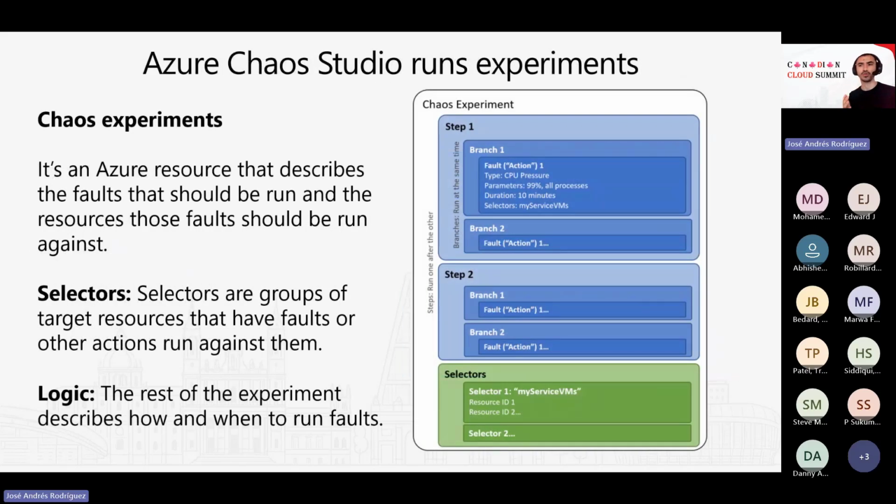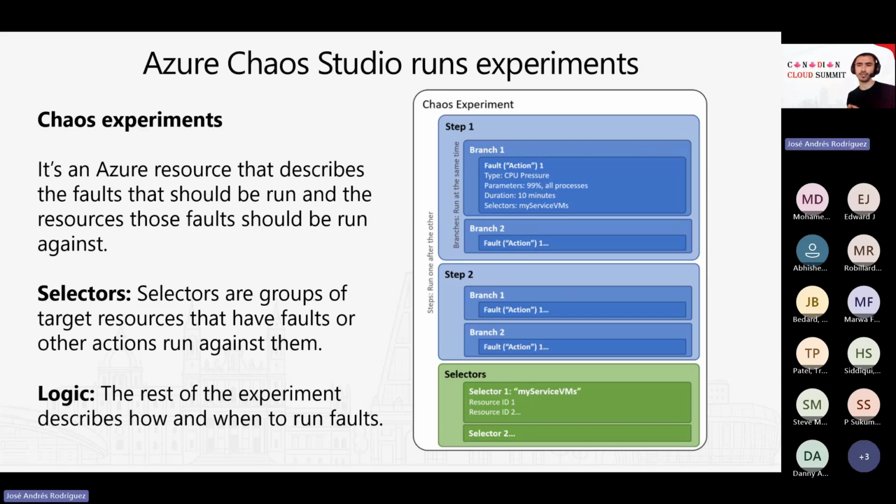Now, how do you execute these faults, and how complex, how elaborate can you design such experiments? So if you go to the Azure Chaos Studio documentation on MS Learn, you will find that it talks about selectors and logic. And selectors are basically the group of resources where you want those faults to be injected to. And you also have the logic, where you can define using a series of steps what you want to inject, how you want to inject it, and for how long.